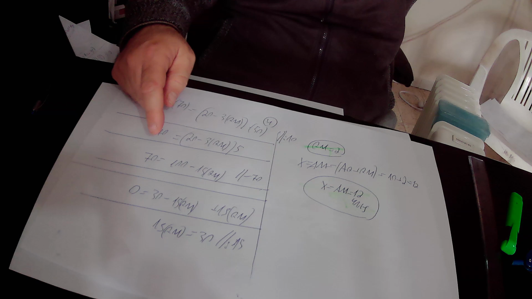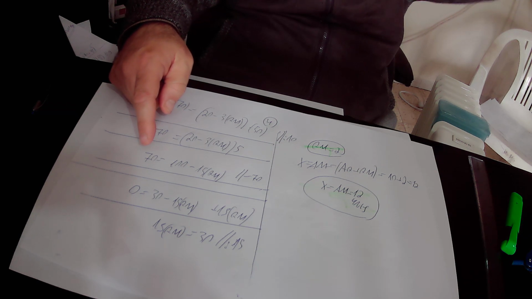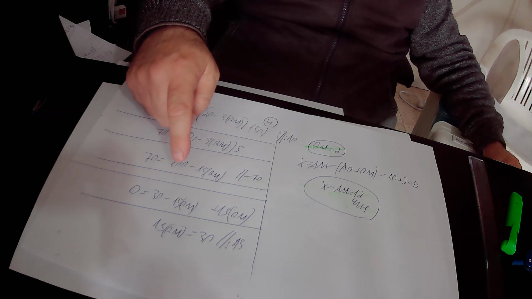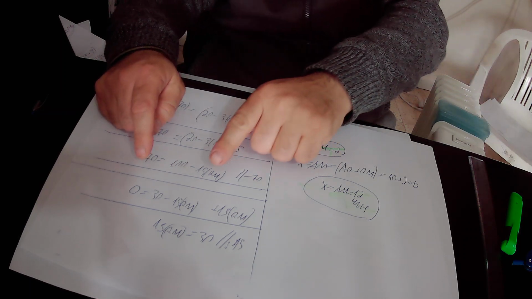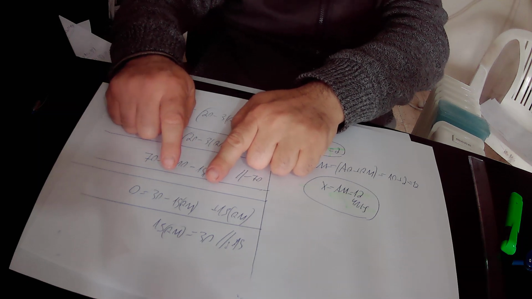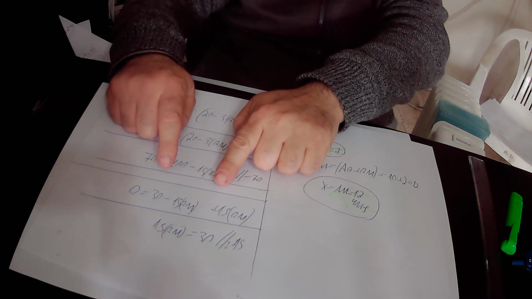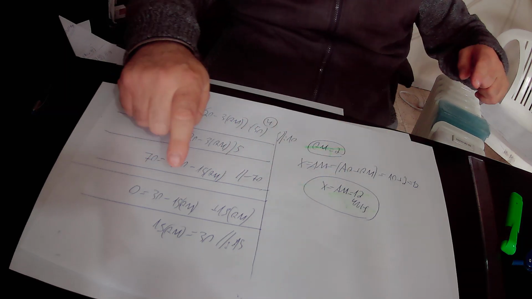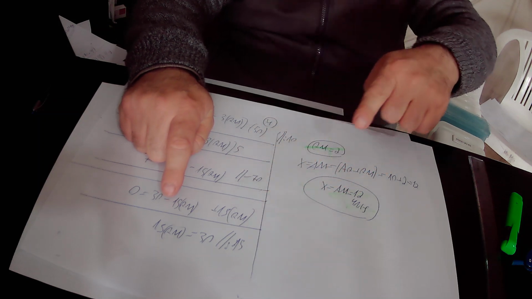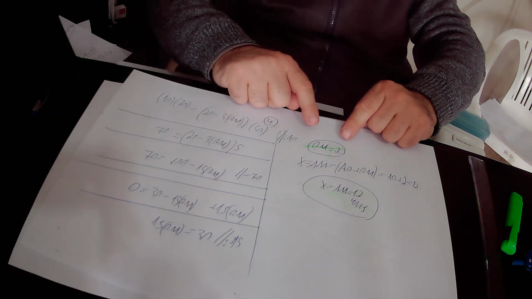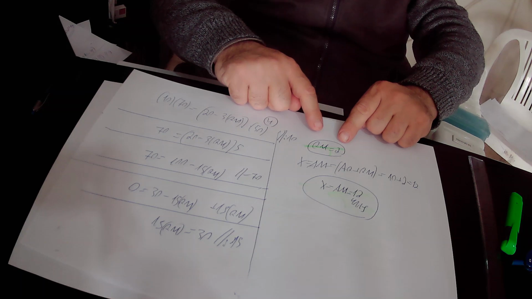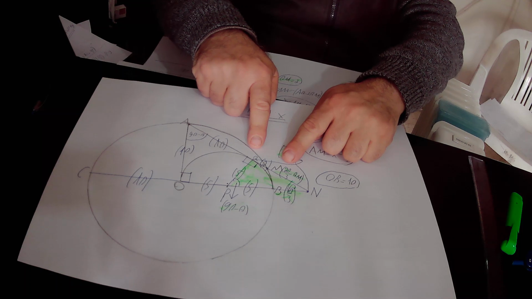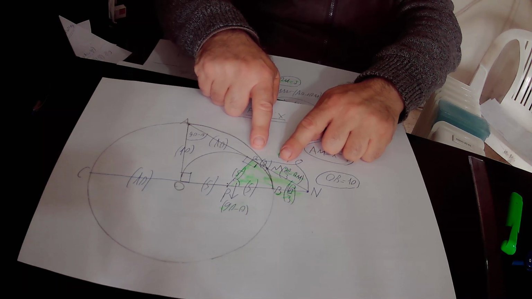Here we subtracted 70 from this equation and found that 70 minus 70 is 0, that equals 100 minus 70, which is 30, minus 15 QM. So finally we found that 0 equals 30 minus 15 QM. Here we added 15 QM to this equation and found that 15 QM equals 30. Here we divided this equation by 15 and found that QM equals 30 over 15, that is 2. So QM equals 2 units in length.